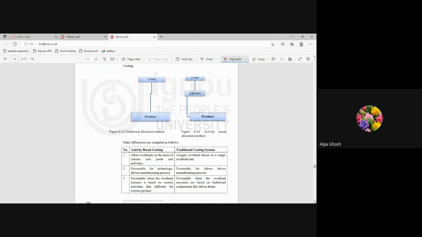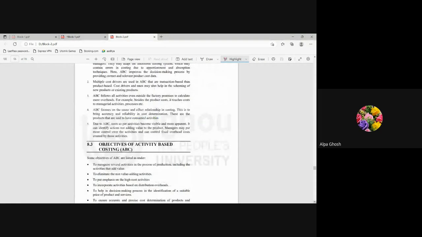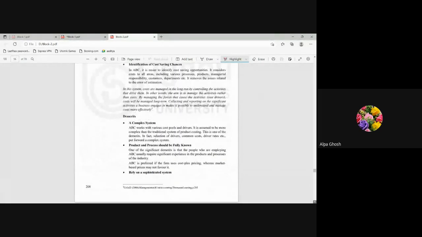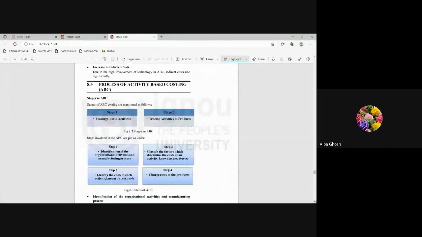We need to do it with certain formulas. So how is it done? This is the process of activity-based costing. First, we need to trace the cost to activities. Then we trace the activities to products.